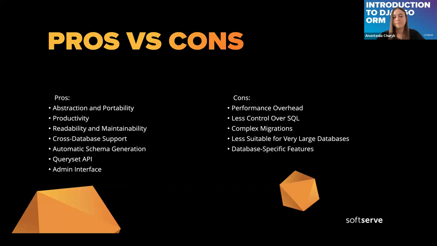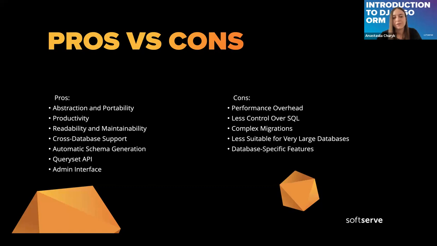Cross-database support. As was mentioned before, it works with multiple database engines, and it also allows you to easily switch from one database engine to another. That would not be possible with pure SQL code. Automatic schema generation. It automatically generates the database schema based on model classes, which simplifies the process of creating and modifying database tables. Query-side API. The queries that need to be made most often can be made easily with Django. For more complex SQL queries, Django also has other ways to do them.